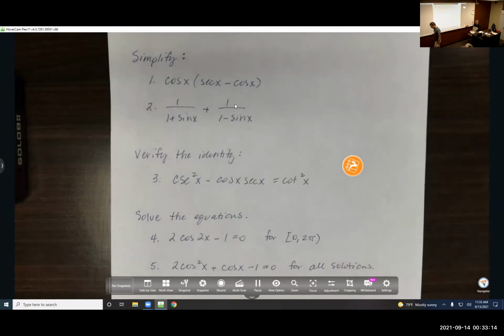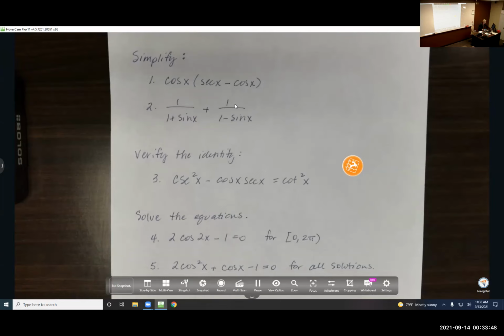All right, did I get all of them? What are you supposed to do on the very first one? Distribute, all right, I will. You would get cosine times secant x, right? Minus cosine squared x. What's cosine times secant? So now we have 1 minus cosine squared x, which is what? Sine squared x, very good.